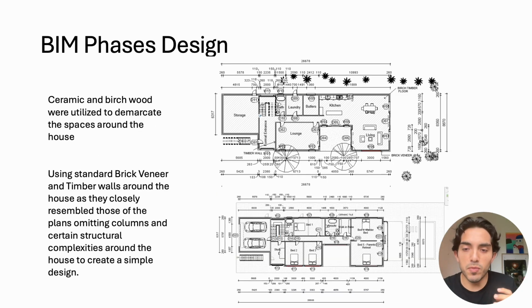So when designing the house, because the house had a modern feel to it, I decided to incorporate a lot of birch wood and a lot of ceramic tiles, because they conveyed that modern feel as well as possible. So when designing the house, that was implemented, and I basically just used the standard brick veneer and timber walls and made sure to edit all those structural elements to make sure that it closely resembled what it had on the floor plan, to make sure that it was a simple design all throughout, because the more simplistic it was, the easier it was to convey other characteristics around the house.